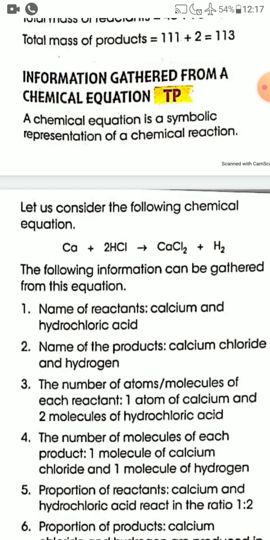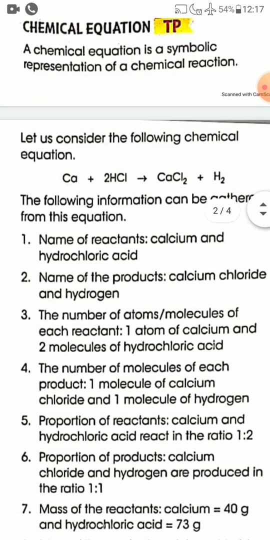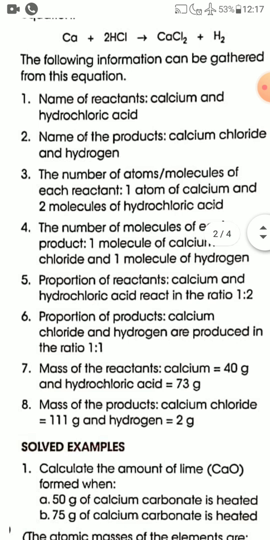Let us consider the following chemical equation, and I am explaining what information you can get from a chemical equation with the help of this example. The example is Ca + 2HCl → CaCl2 + H2, the reaction between calcium and hydrochloric acid to give calcium chloride and hydrogen gas. So from this chemical equation you can get the following information.